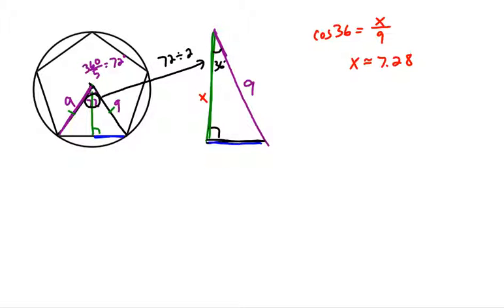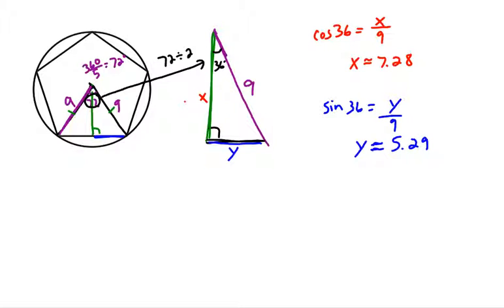Okay, I said that you have to find this other length too. I'm going to call that y, just use a different variable. And this time I should be looking at sine 36 equals y over 9. Multiply 9 times sine 36, and I'm getting approximately 5.29.